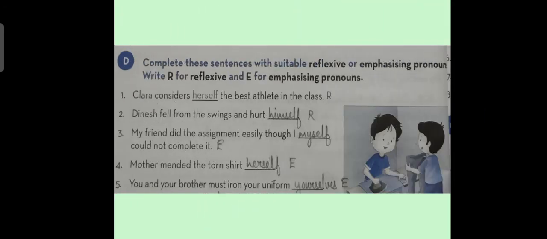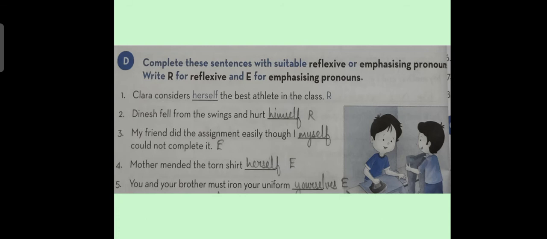Complete these sentences with suitable reflexive or emphasizing pronoun. Write R for reflexive and E for emphasizing. Clara considers herself the best athlete in the class. Herself is a reflexive pronoun. So we have underlined the word herself and written R after the sentence.